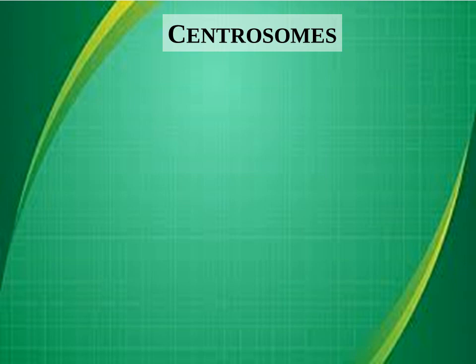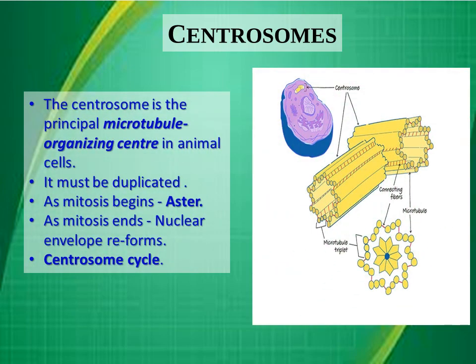Centrosomes. Before M phase begins, two critical events must be completed. DNA must be fully replicated, and in animal cells, the centrosomes must be duplicated. The centrosome is the principal microtubule organizing center in animal cells. It must be duplicated so it can help form the two poles of the mitotic spindle, which will separate the duplicated chromosomes and distribute them to the two daughter cells.